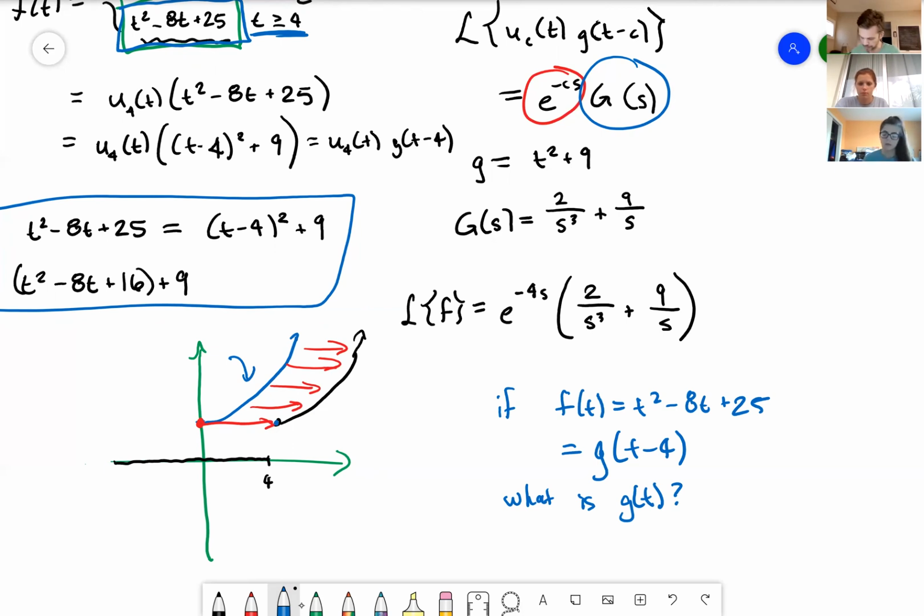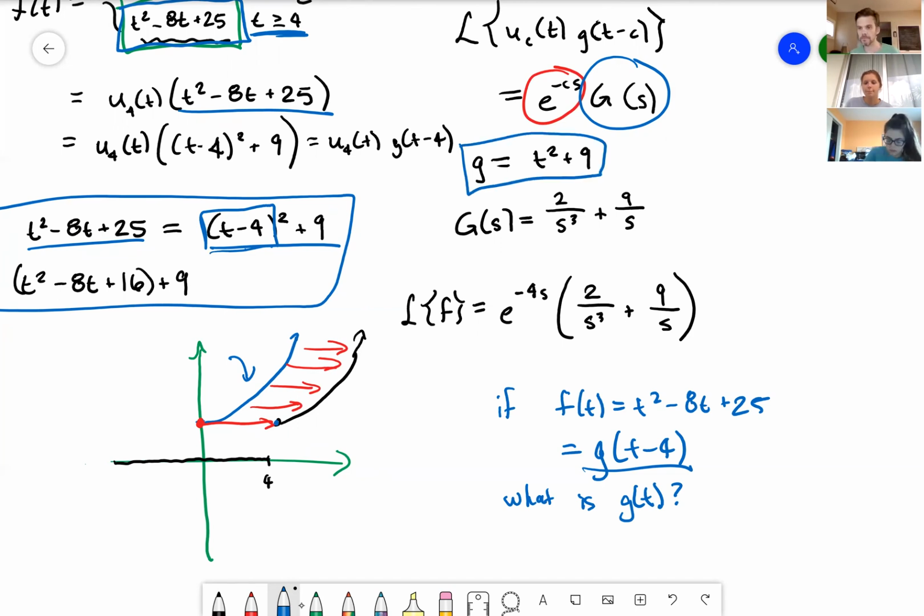So the way I did it was I did completing the square on this thing. So I said that this was equal to this, completing the square. And it turned out that the square was actually t minus 4. So that's the input, the thing that I'm giving to g. So if g gets an input of t minus 4 and it gives out t minus 4 squared plus 9, then g of t has to be t squared plus 9. It's kind of a little bit of working backwards, but that's the idea.